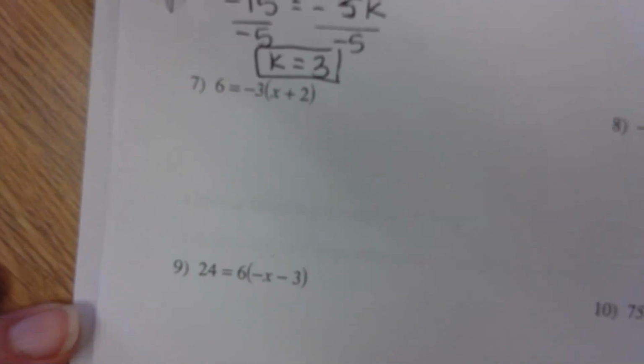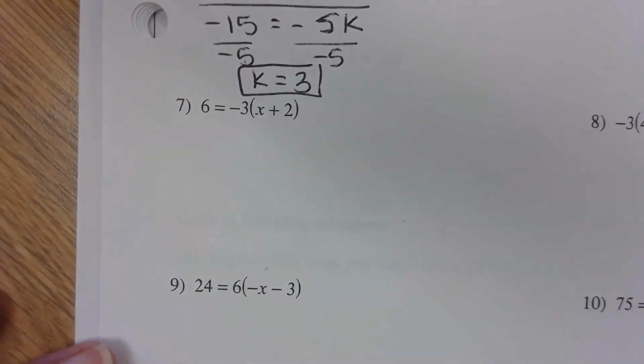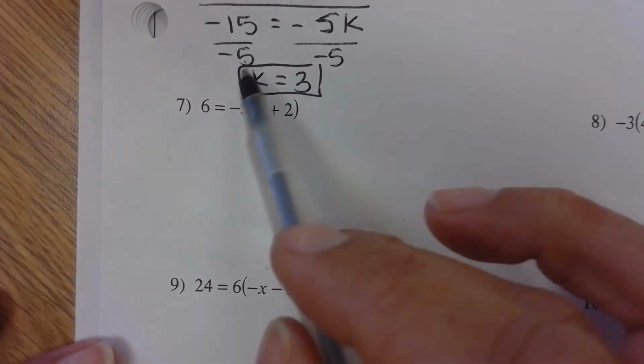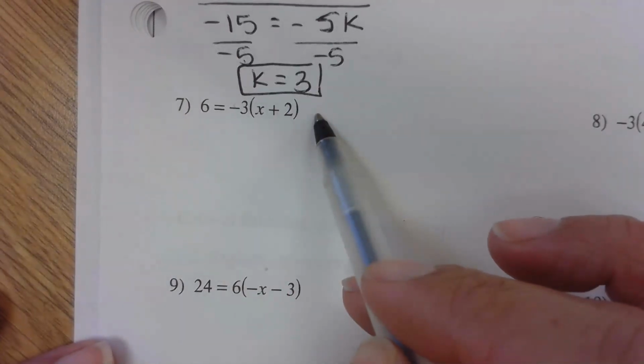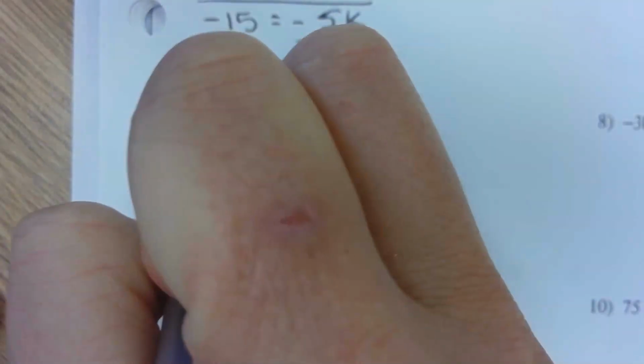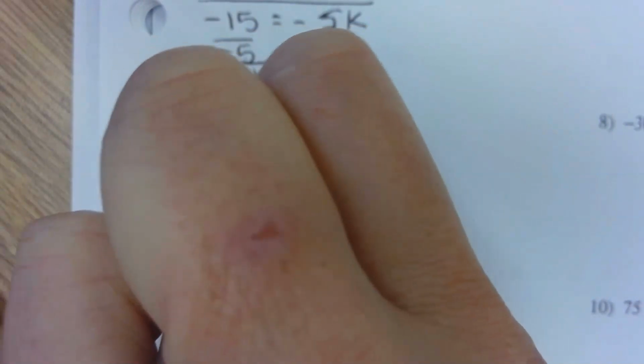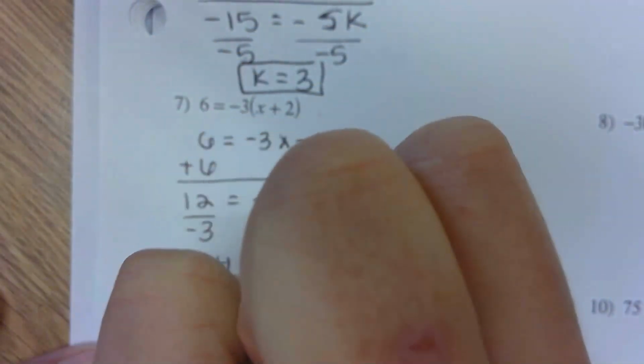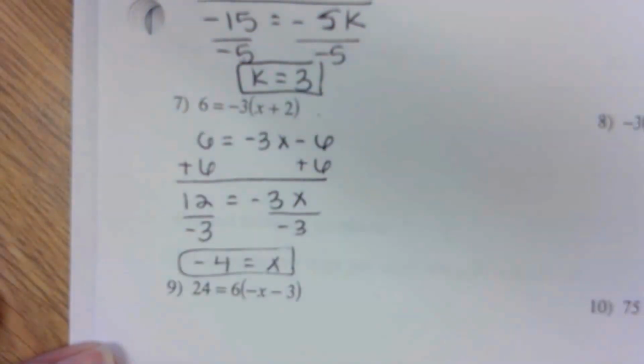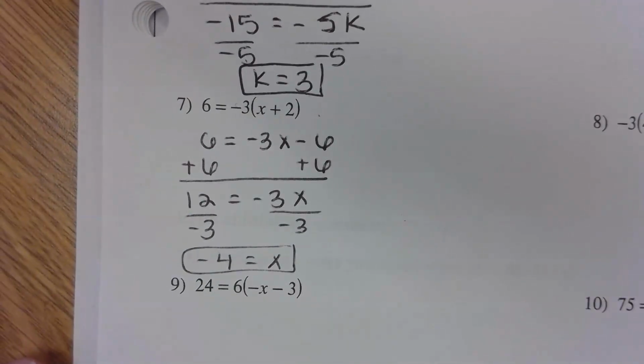And then in 7, you have 2 choices. You can distribute to start and get 6 equals -3x minus 6. Add 6 to both sides. Divide by -3. And you get -4 equals x.